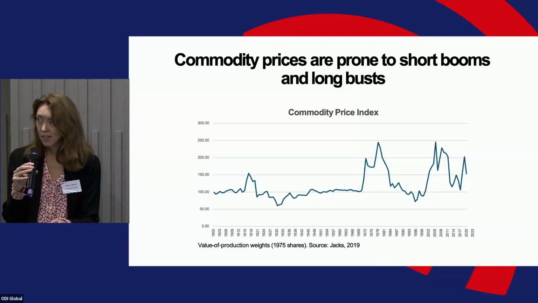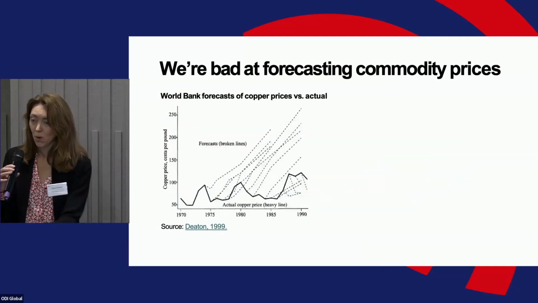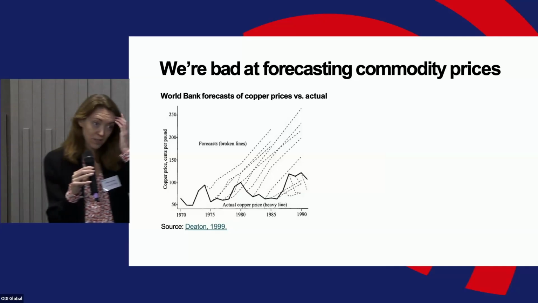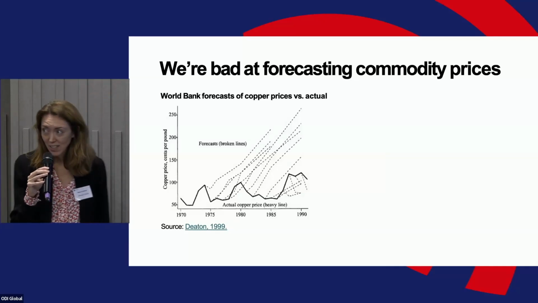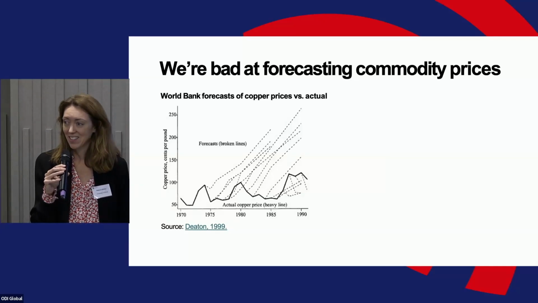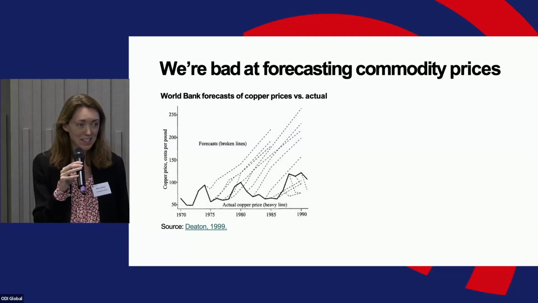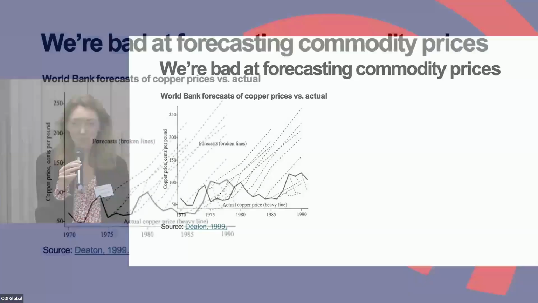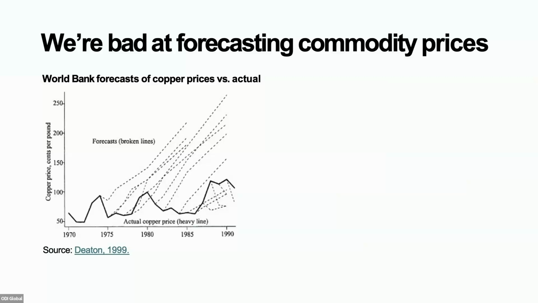And one other point to make about the medium run commodity price cycles, or I should say commodity prices in general, is that they're hard to predict. Okay? Many of you have probably seen some version of this figure before. This is the World Bank's forecasts of copper prices over time, the dotted lines, relative to the actual copper prices. So I don't want to suggest that I have any kind of insight about what's going to happen to commodity prices in the future.